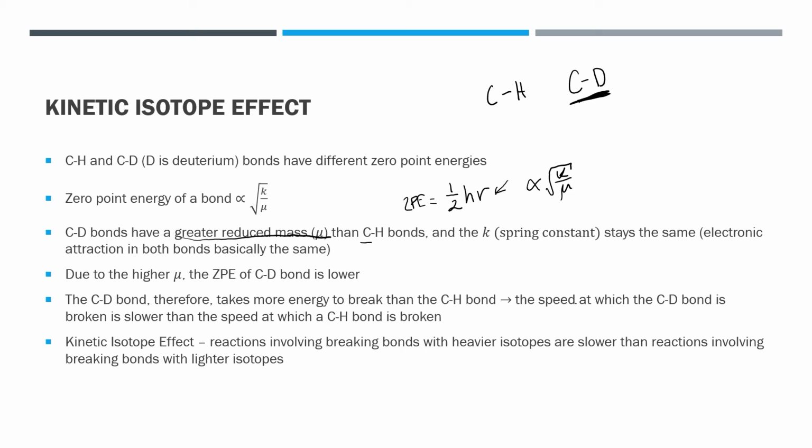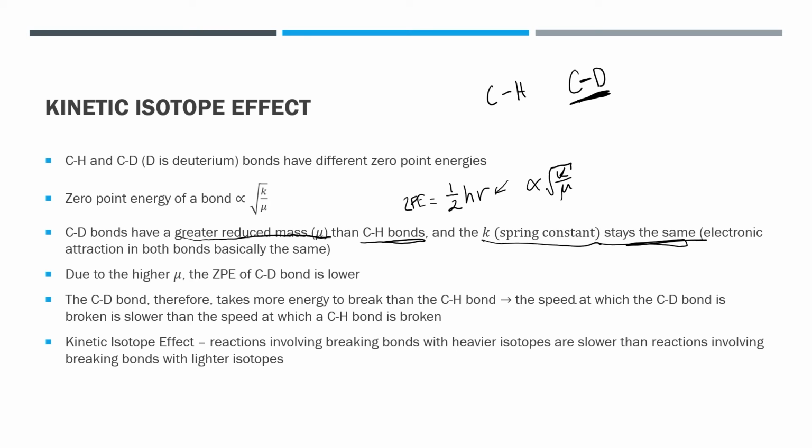So that's really important. They're going to have a greater reduced mass than CH bonds, but the k is going to stay pretty much equal because the k has to do with electronic effects. It has to do with how strong this bond is, right? It has to do with the attraction between the carbon and the hydrogen. But because hydrogen and deuterium both have the same amount of protons and electrons, the general attraction is going to be the same. It's just going to be the mass of the deuterium that's different. So k is going to be the same, but our mu is going to be greater for a CD bond.